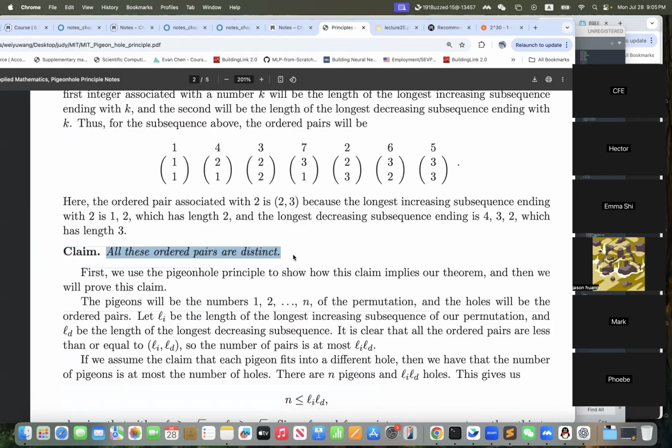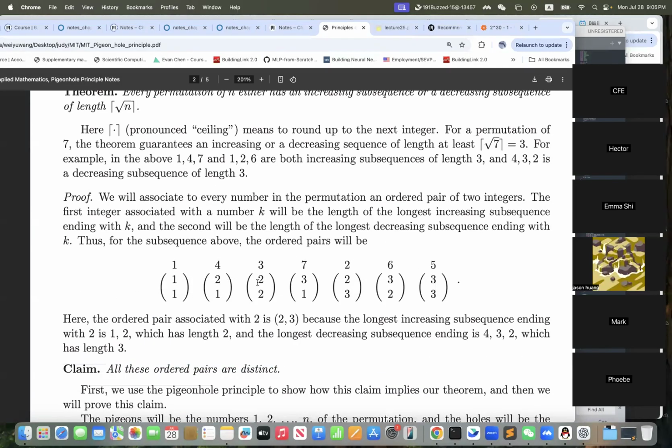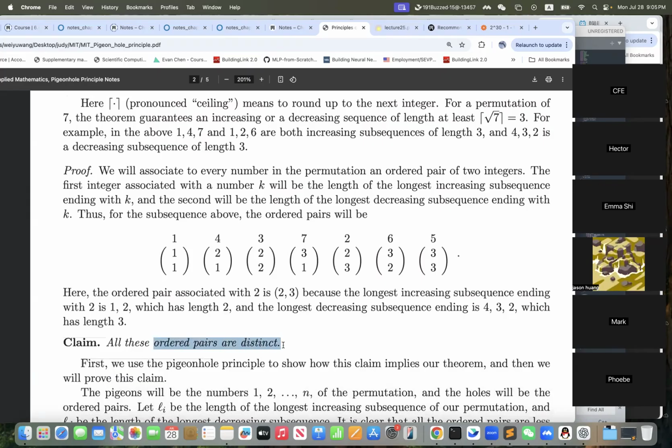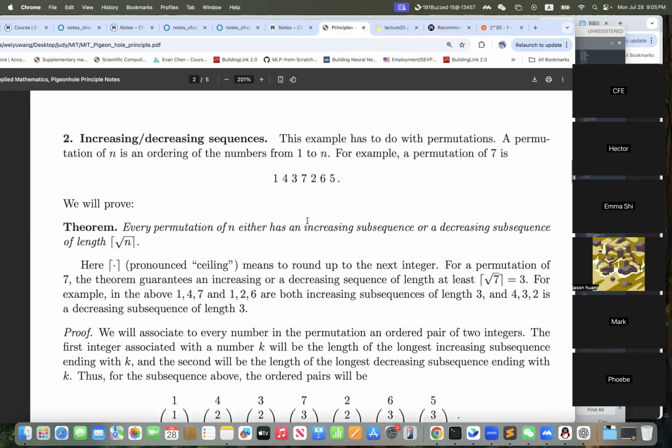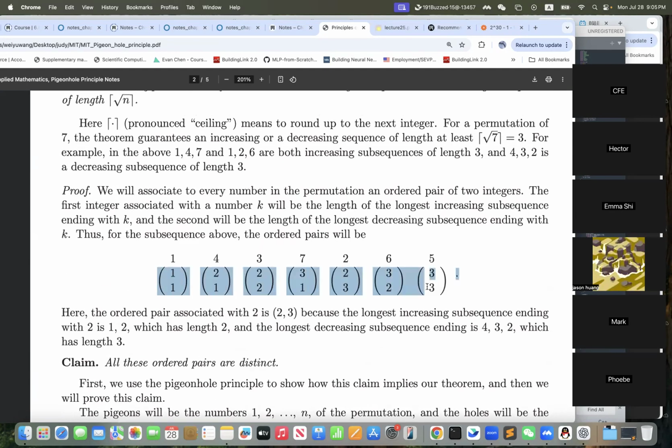So why are all these ordered pairs distinct? You see, 1 1, 2 1, 2 2. Maybe they have the same first number, or maybe they have the same second number, but neither have both the same first number and the same second number, right? So all the ordered pairs are distinct. You do not need to think about the case where there are n numbers. Just think of this specific case, this permutation, and think why all these pairs are different.